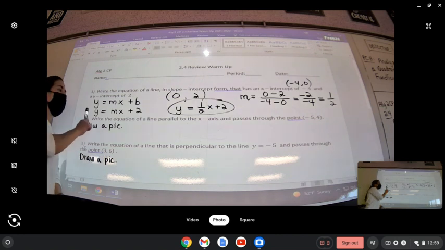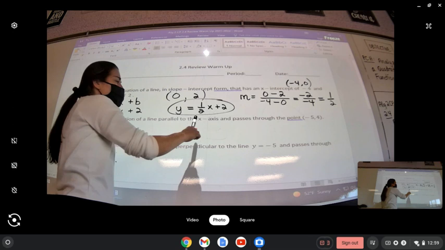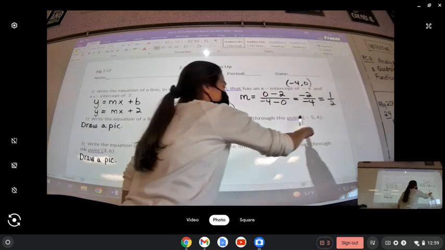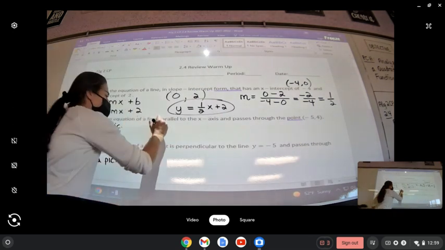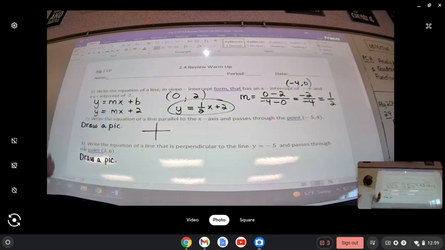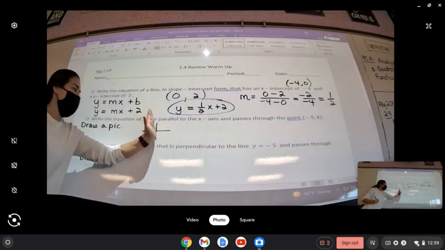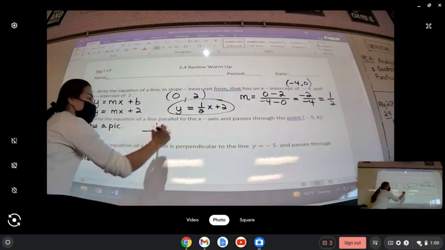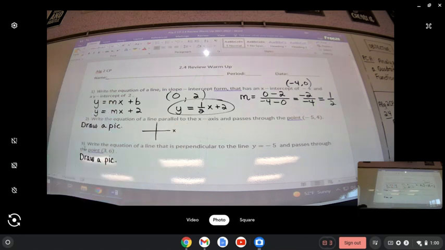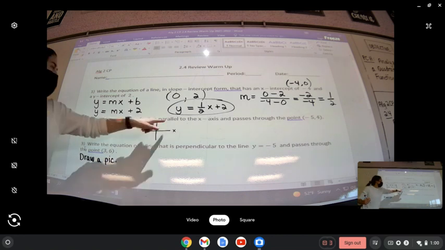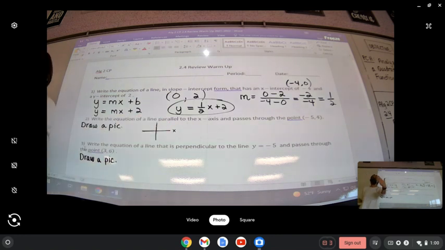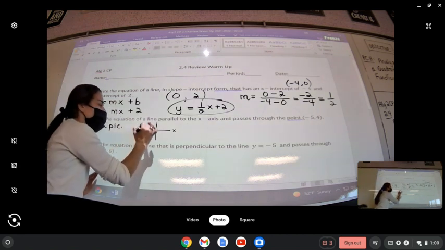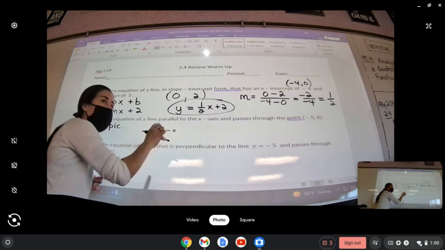It says, write the equation of a line that is parallel to the x-axis and passes through the point -5, 4. Guys, draw a blank coordinate plane. It is literally an x-axis and a y-axis, a horizontal number line and a vertical number line. So if this is the x-axis, what kind of line did I say the x-axis is? A horizontal. So if your line has to be parallel to that line, what kind of line does your line have to be? A horizontal line. Only a horizontal line would be parallel to a horizontal line.